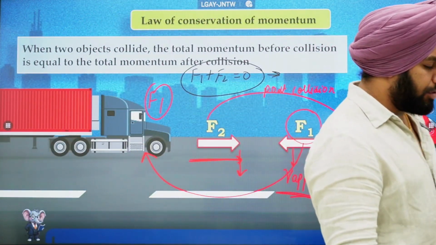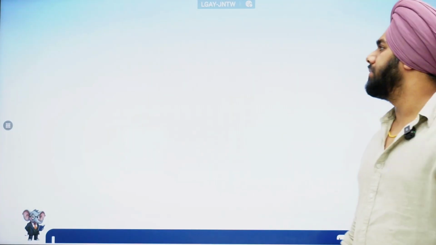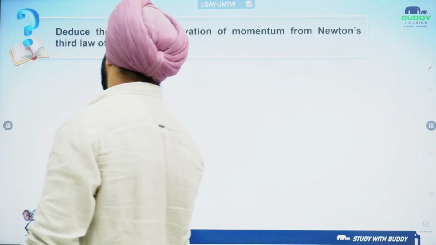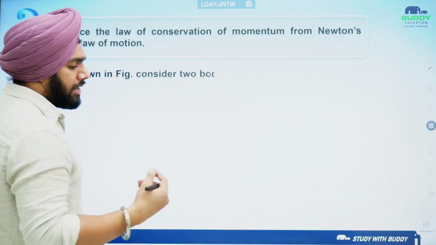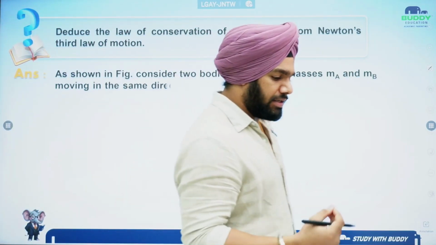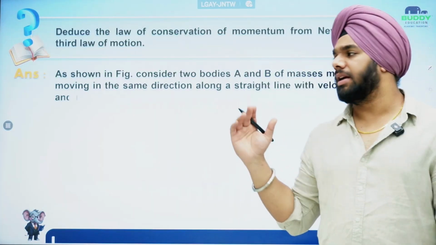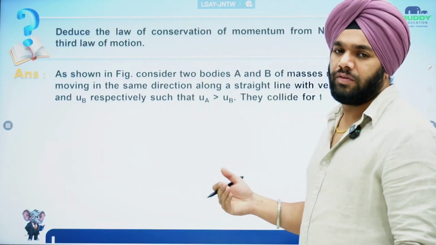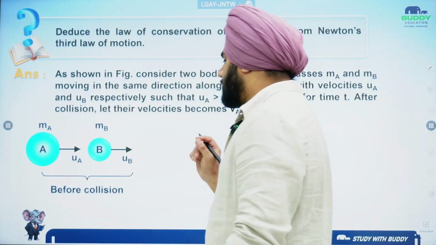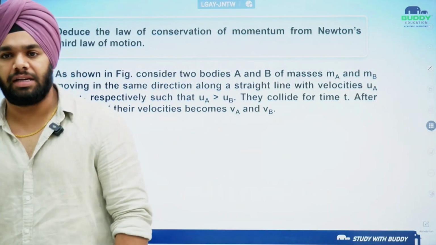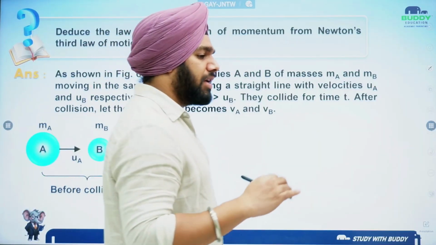So let's deduce this formula. Deduce the law of conservation of momentum by Newton's third law. This comes under, like in 5 marks questions, I have really seen many times that it comes to derive. So it is a derivation, and it is very important that you derive it. Okay. This diagram I have taken from the NCERT because it has to be done the same way it is given in the NCERT.